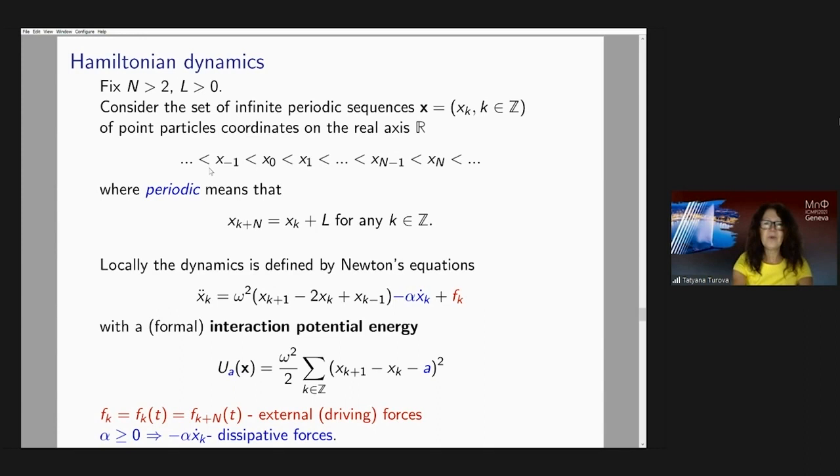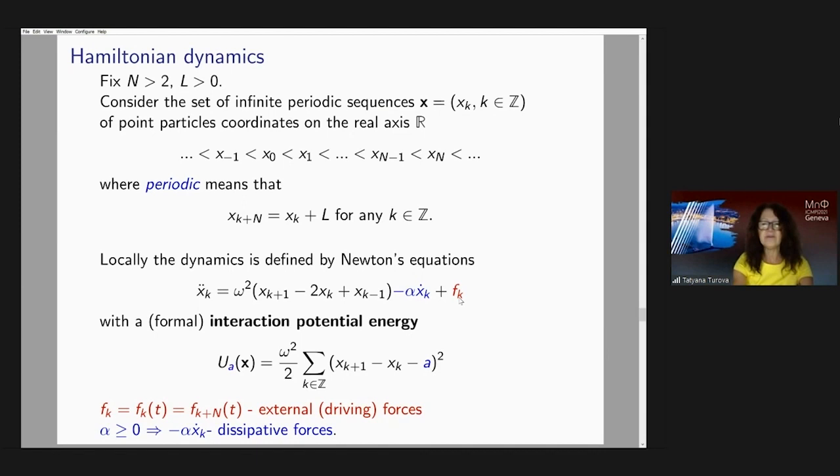We have particles indexed by Z, and xk is the coordinate of the kth particle. Now we set up Newton's equations for the system of particles. So for each k, there is this equation in the middle. And formally, we can write that this is a Newton equation with a formal interaction potential energy as written here. Fk is an external force, and alpha is a positive parameter, so we have a dissipative force.